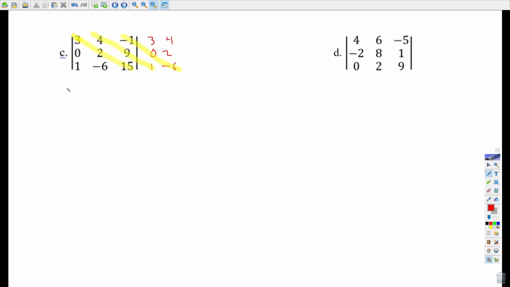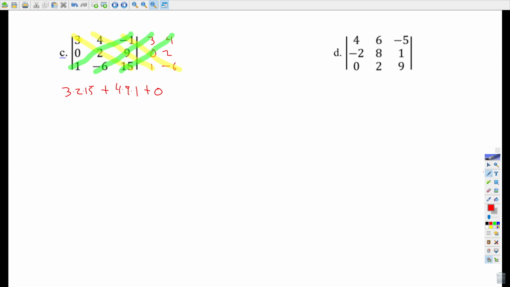So 3 times 2 times 15 plus 4 times 9 times 1 plus, oh, we have negative 1 times 0 times negative 6. That's going to be 0. I'm just going to simplify that. Let's do the minus ones.